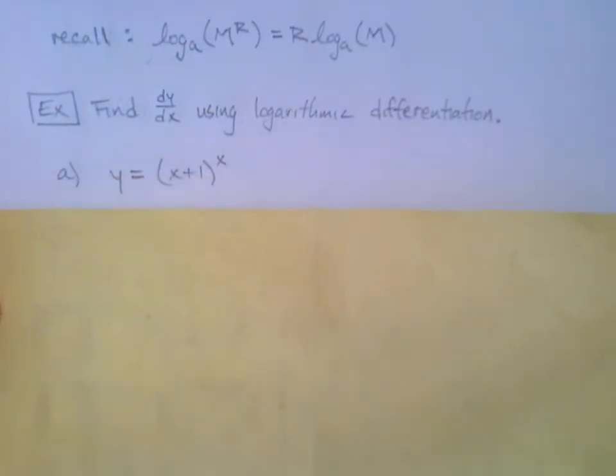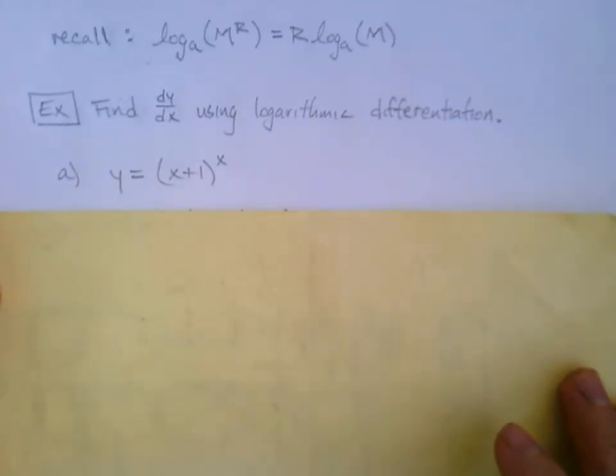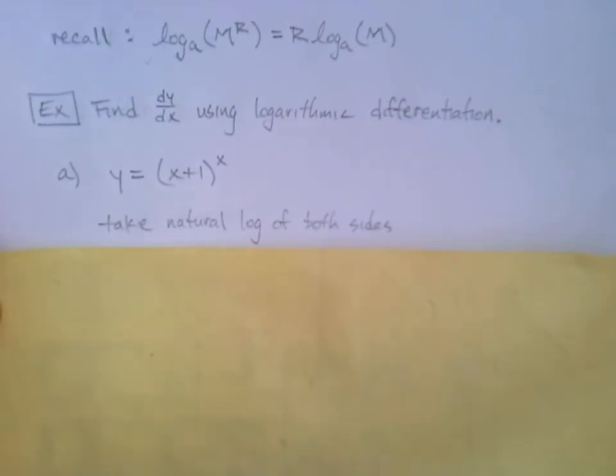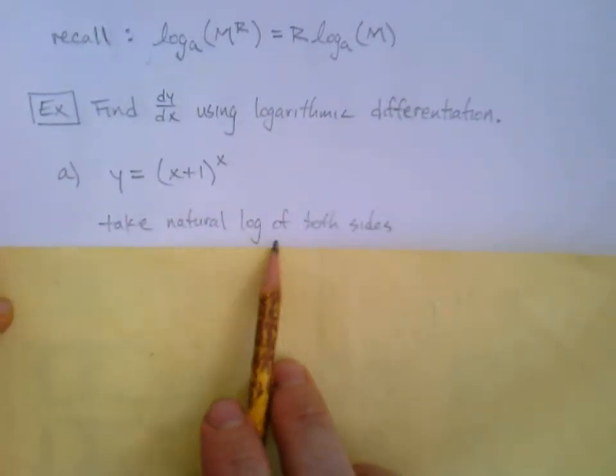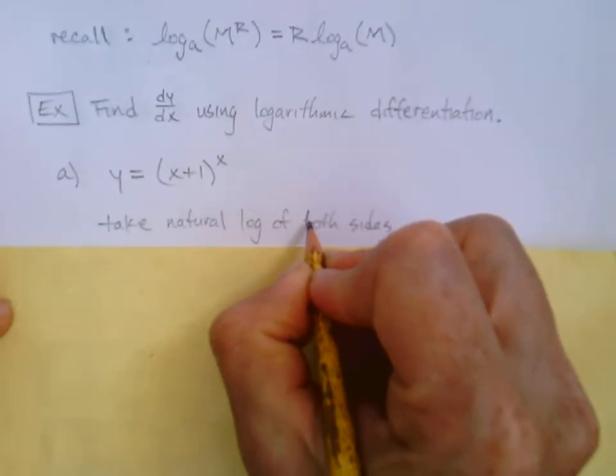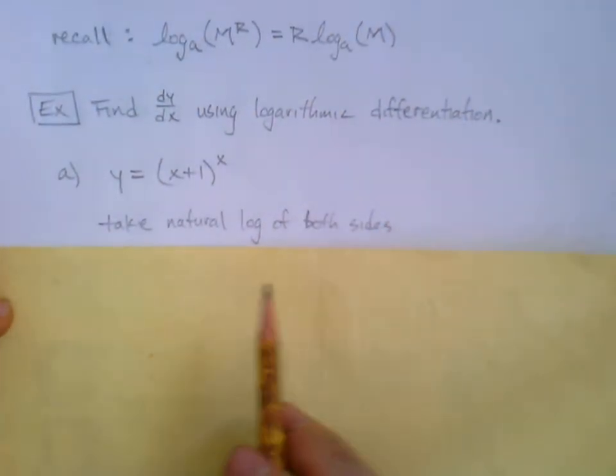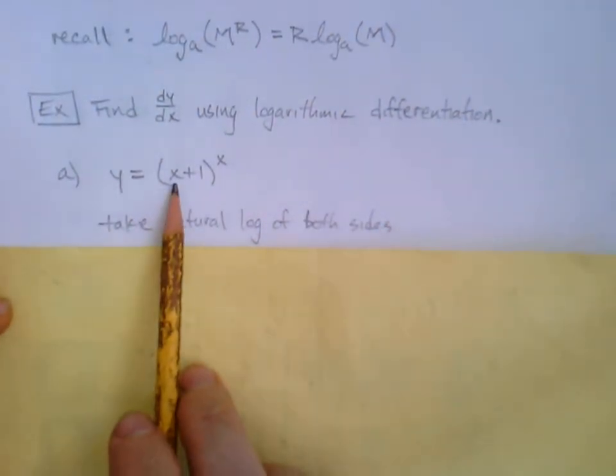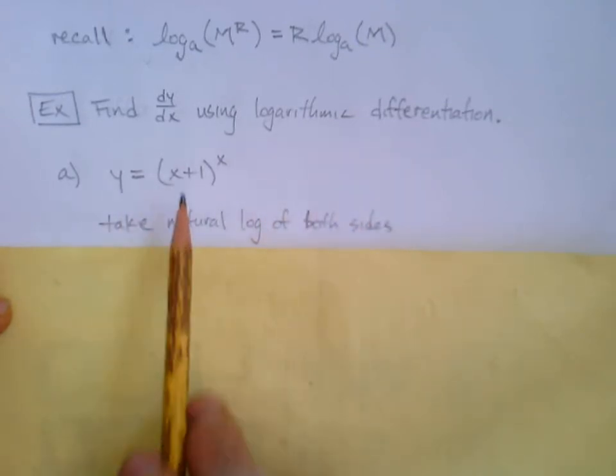Let's start with y equals the quantity (x plus 1) raised to the x. How are we going to even begin? There's no logs here. What? We're going to take the natural log of both sides. We have to do this ourselves. If you see a variable raised to a variable, or if you're just told to do it this way, take the natural log of both sides.